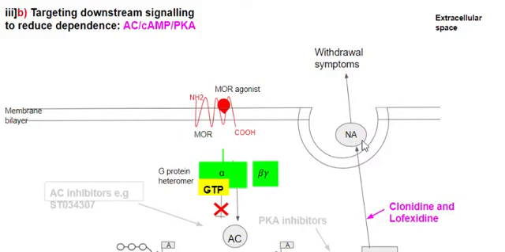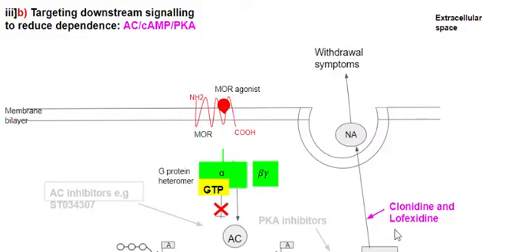Noradrenaline is known to cause some but not all withdrawal symptoms, including those associated with higher metabolic activity such as sweating, high heart rate, shivering. And so agents aiming to prevent this enhanced release of noradrenaline have been trialed to try and prevent these noradrenergic withdrawal symptoms. Clonidine and lofexidine are two examples of agents that prevent this output of noradrenaline by blocking the effects of PKA.